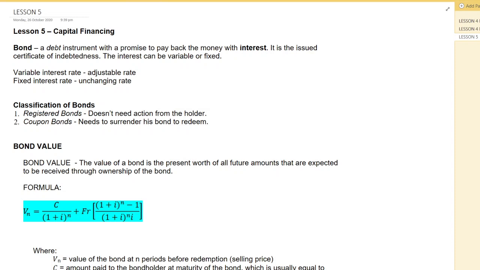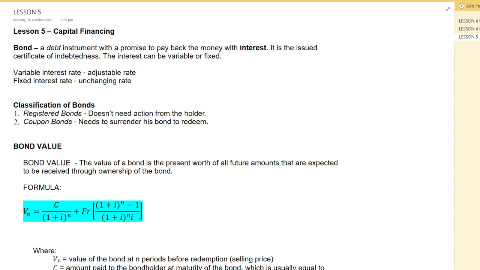Okay, and then for the registered bonds, these are bonds that are issued in the owner's, or that is the bondholder's name and address. So if we have here the meaning of bond value: the value of a bond is the present worth of all future amounts that is expected to be received through ownership, or that is the bondholder, through the ownership of the bond.